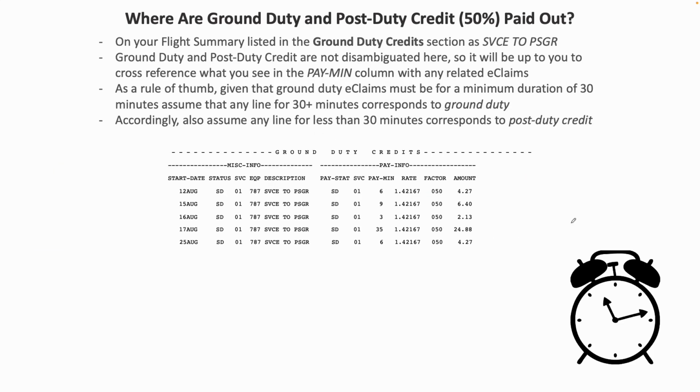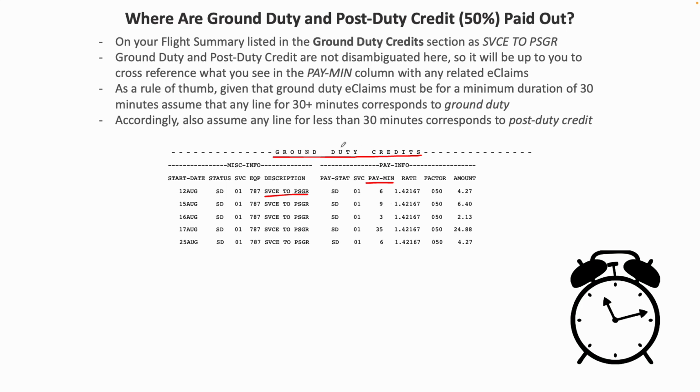Where are ground duty and post duty credit paid out? Well, we have a theme here. It's paid under ground duty credits. You will see it encoded as SVCE to PSGR. Ground service to passenger claims and post-duty credit claims are not disambiguated here. So you'll need to cross-reference what is seen in the pay minutes column to any eClaims that you have made and make the deduction on your own.